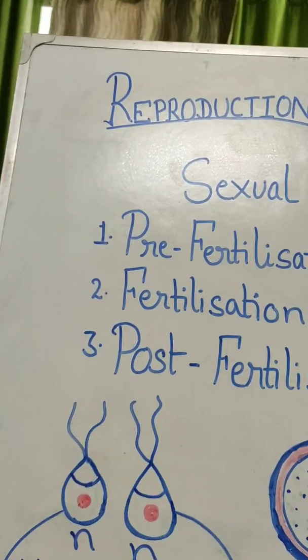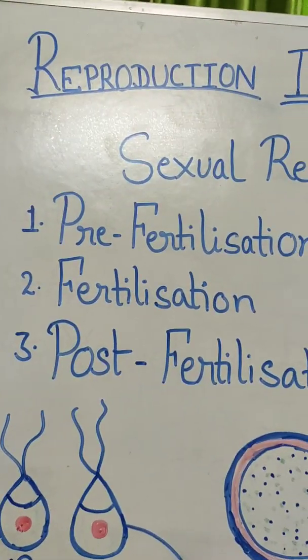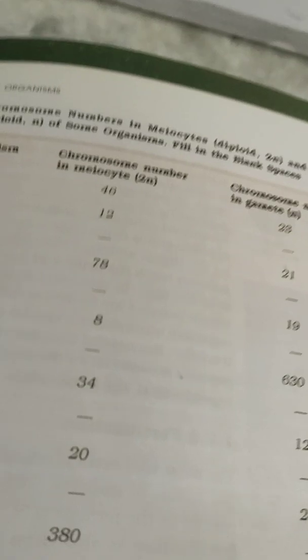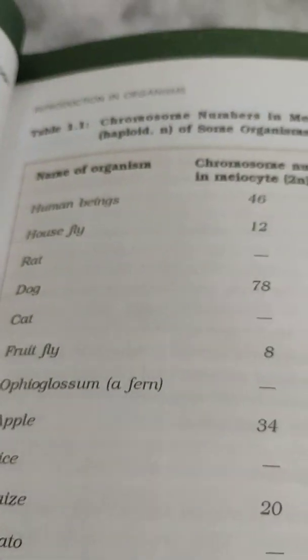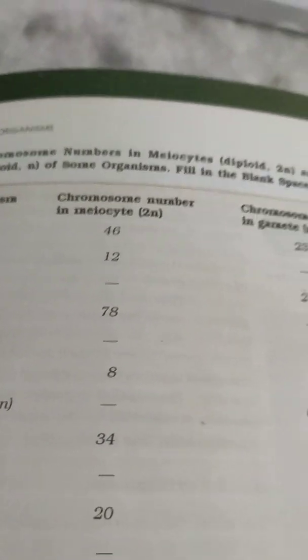Now the pre-fertilization stage, which is the gamete formation, and as I told you, the gametes are always haploid. Let us see this in our book. You will see here various organisms' names are given, and along with that the chromosome number is given there.